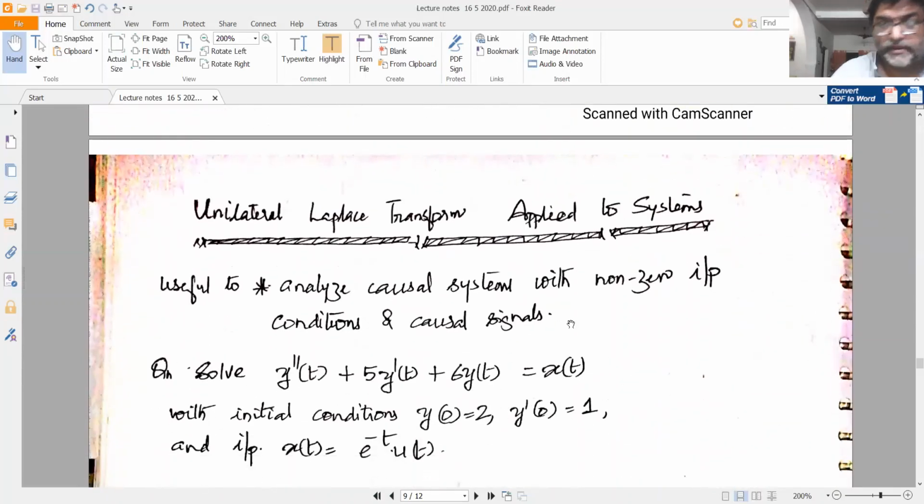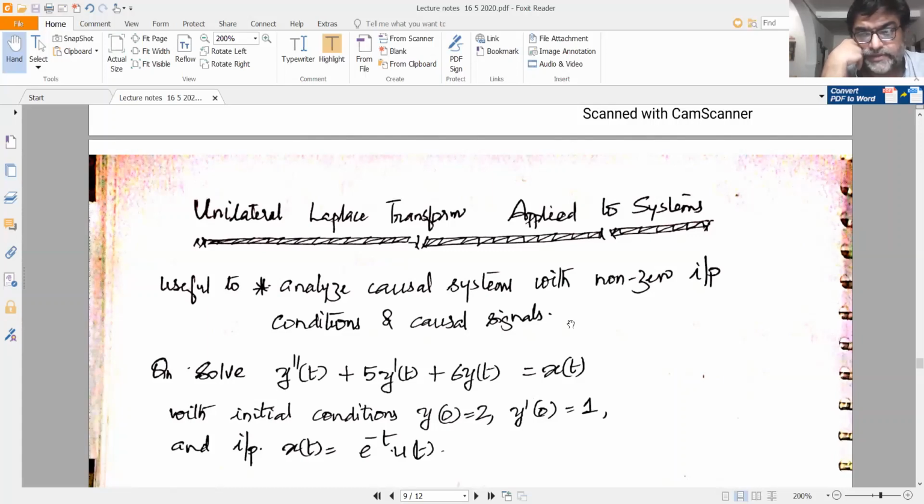So far we had been applying the bilateral Laplace transform to systems. The systems that we had considered did not have any initial stored energy, or we had assumed zero initial conditions. Now, what if the system does have some initial conditions? For example, if there is a capacitor in the system, what if the capacitor has stored charge, or there is an initial capacitor voltage?